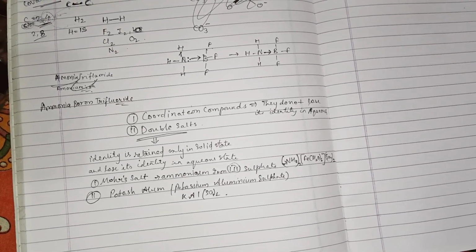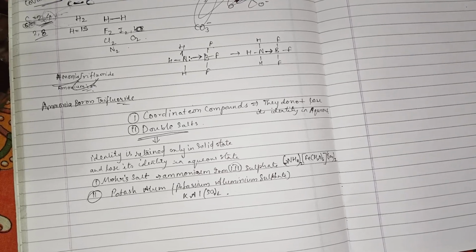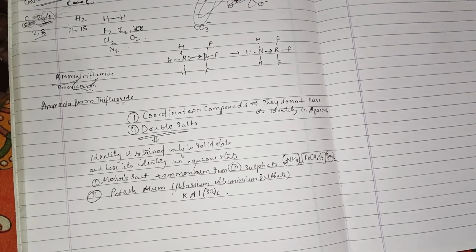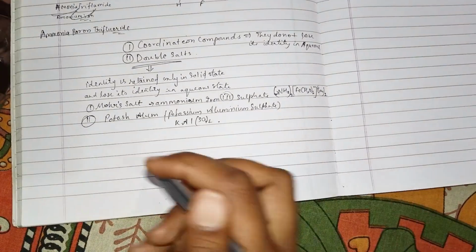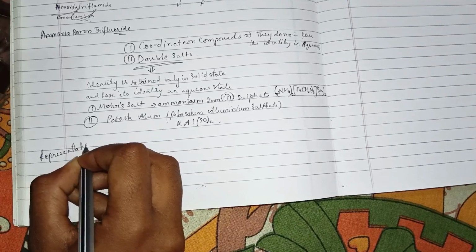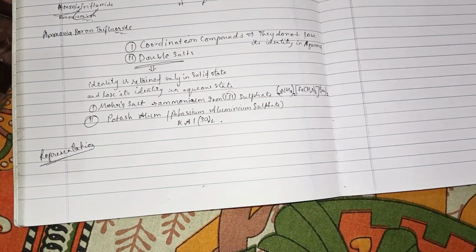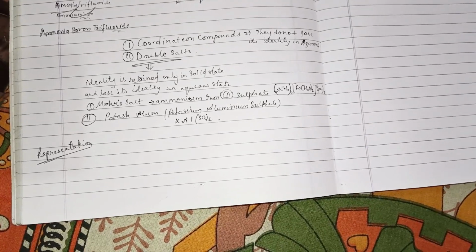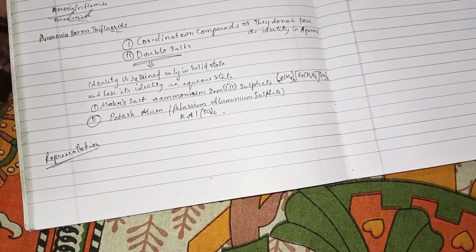Whereas in coordination compounds, there is no such losing of identity. So we will start with coordination compounds. Now, what is the representation of coordination compounds? One of the important things is how a coordination compound is represented and what its significance is.